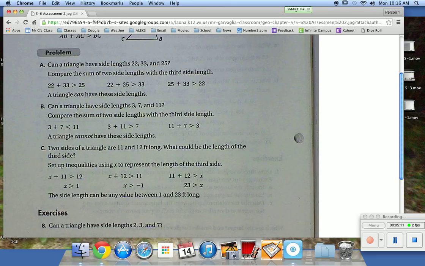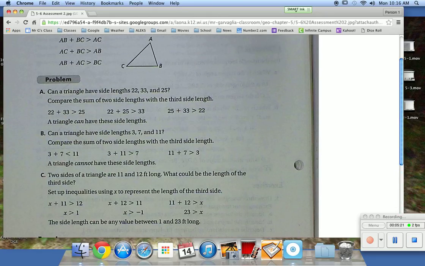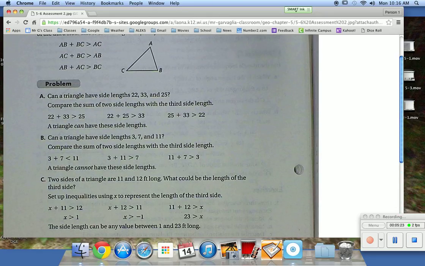Use that to figure out, let's see, we got problems. You've got 8, 9, 10, 11, and 12. All right? You want to go through examples of this? Can a triangle have side lengths of 22, 23, or 33 and 25? Can they? How would you figure it out? Add two lengths together. Is it greater than the third? Take two other lengths. Is it greater than the third? Take two other lengths. Is it greater than the third? Remember the triangle inequality theorem.